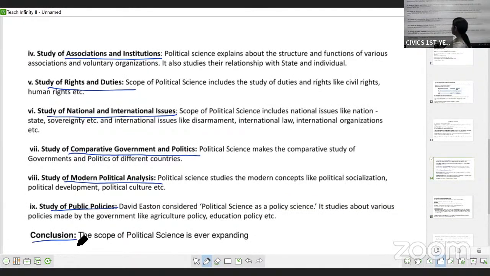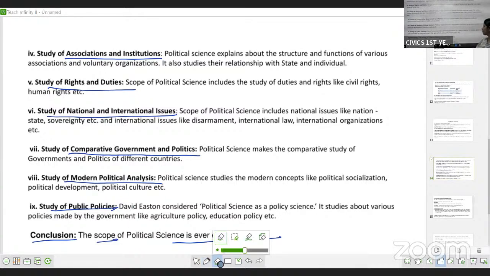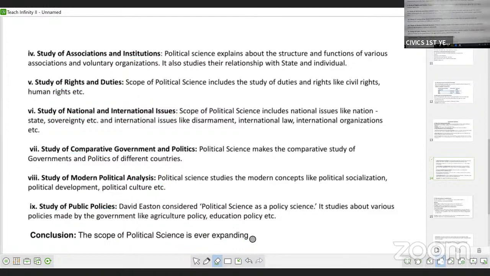What is the conclusion? The scope of political science is ever expanding. That means it started with the study of the relation between man and society, state and government, but it has continued, and we study how the policies are made by the government. So, it is expanding. That is the conclusion. If you are writing and explaining these points, that is enough.